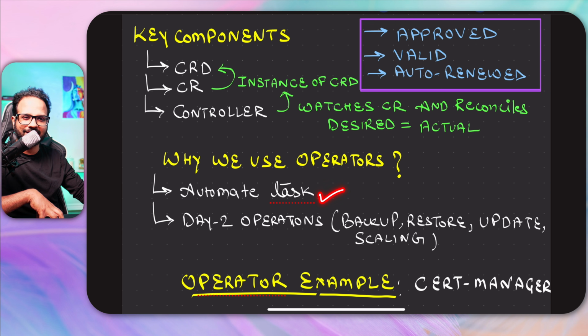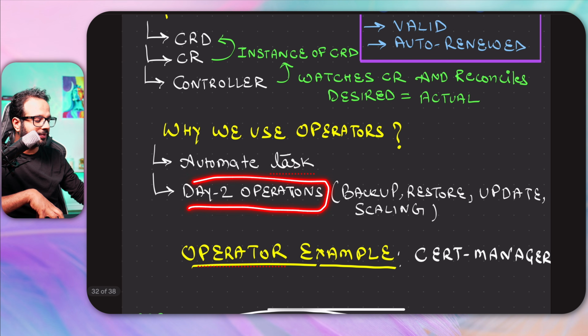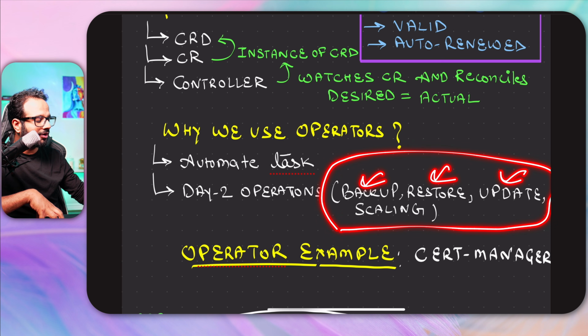First is to automate tasks. So we are automating all the manual tasks, making it automated. Then to take care of all the day two operations. What are day two operations? Operations such as backup, restore, updates, scaling, all these tasks.